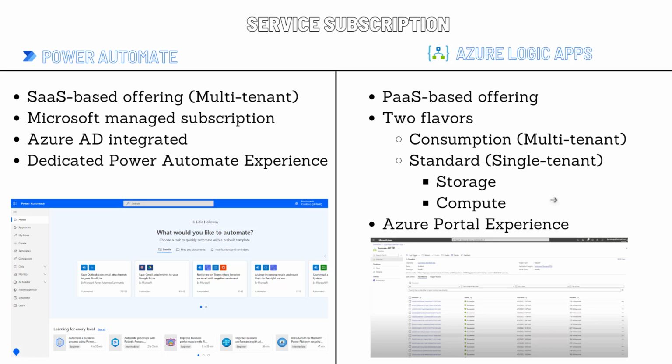Now, the other flavor I want to talk about is standard. And this is the newest offering for Logic Apps. And this is known as our single tenant offering. And what that means is that you have dedicated storage, dedicated compute. Previously, when I talked about multi-tenant, those are generally shared constructs, especially the compute side of things. You might have some dedicated storage if you're using integration account, but in general, you are taking advantage of cloud economics to deliver that service.